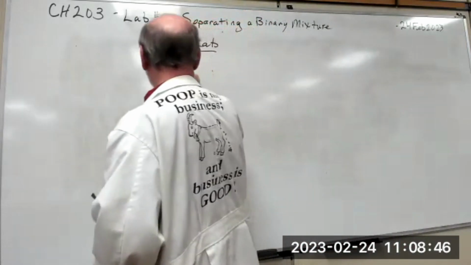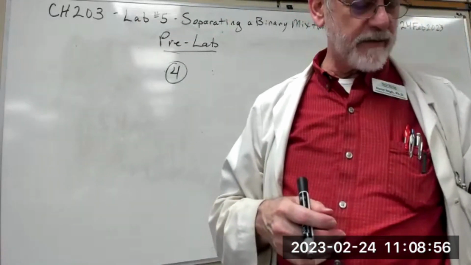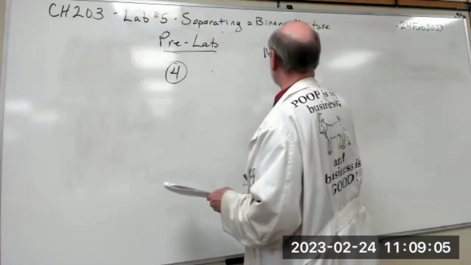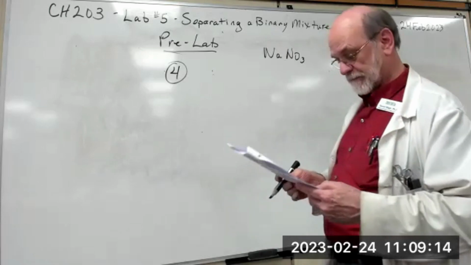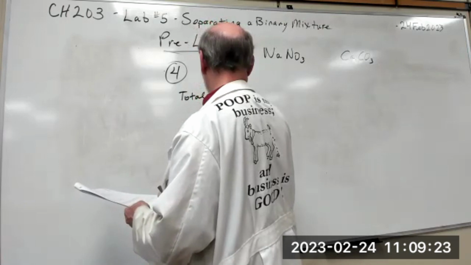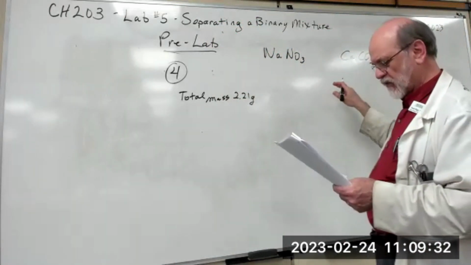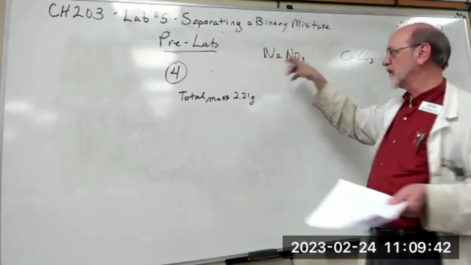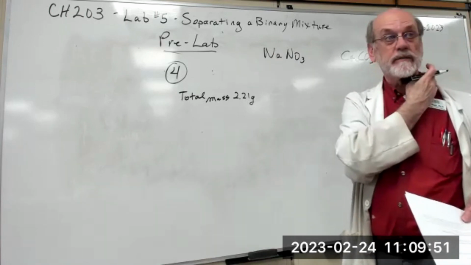Number 4. A student was asked to determine the percentage of each component in a mixture of sodium nitrate and calcium carbonate. All right, so we've got 2 components in this mixture, sodium nitrate and calcium carbonate. The mass of the sample is 2.21 grams, so the total mass is 2.21 grams. The student extracted sodium nitrate from the mixture with water and separated the insoluble calcium carbonate from the solution by filtration. So they did the same thing we're going to do, only these were different. This would be comparable to our salt, and this would be comparable to our sand, because calcium carbonate doesn't dissolve in water. It's insoluble.